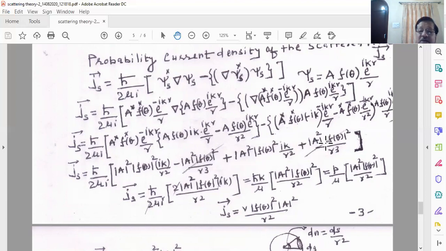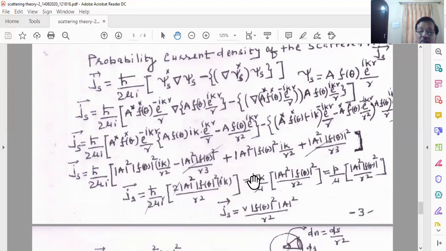So ultimately you get the scattered probability current density equal to h cross upon 2 mu i, and the first and third terms are identical. So it is 2 times mod a square, mod f theta square, ik over r square. If you simplify this term, it comes to h cross k upon mu, and here you have the numerator mod a square, mod f theta square, over r square.